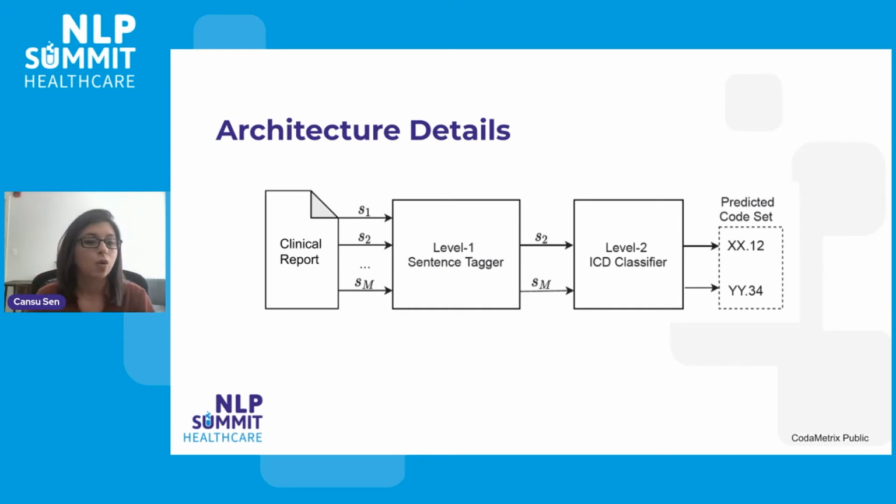So this slide shows our overall end-to-end architecture. Now this is how it works. The input is a clinical report. And then we first take this clinical report and split it into sentences. Then each sentence is passed to the level 1 model, which is the sentence tagger. The purpose of the sentence tagger is to assign either 0 or 1 to each of these sentences. 0 means this sentence is not important for coding purposes, so just drop it. Don't look at it. And 1 means this sentence is marked as a focus sentence.